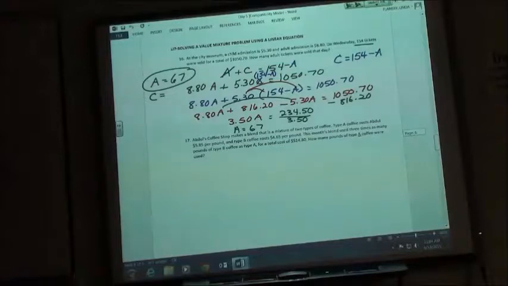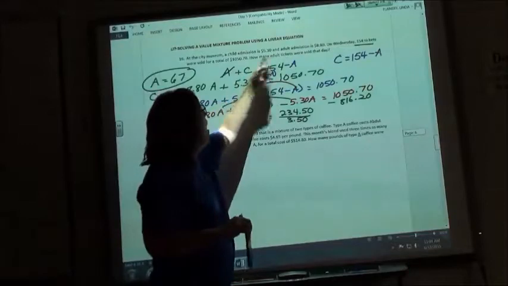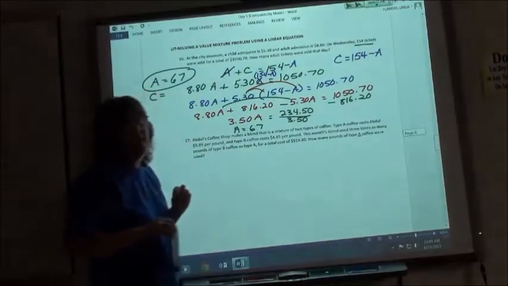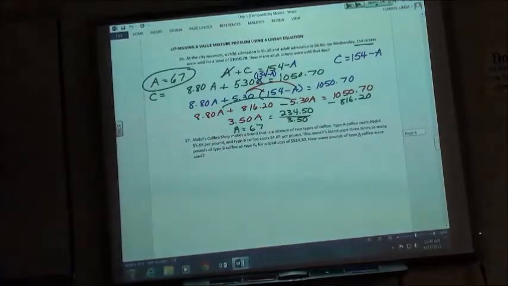Now, had I accidentally solved that for the wrong variable, of course I could have gone in and substituted and found the other answer. But if you take that first equation and solve it for the opposite thing so that you can replace that variable in the second equation, then you'll get the one that you want for your answer.